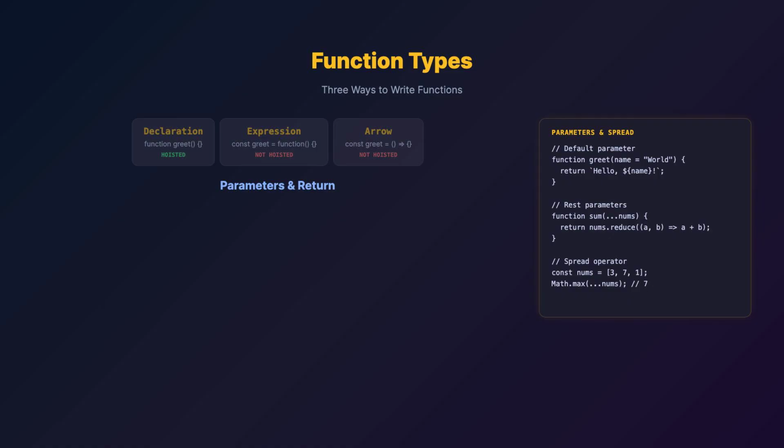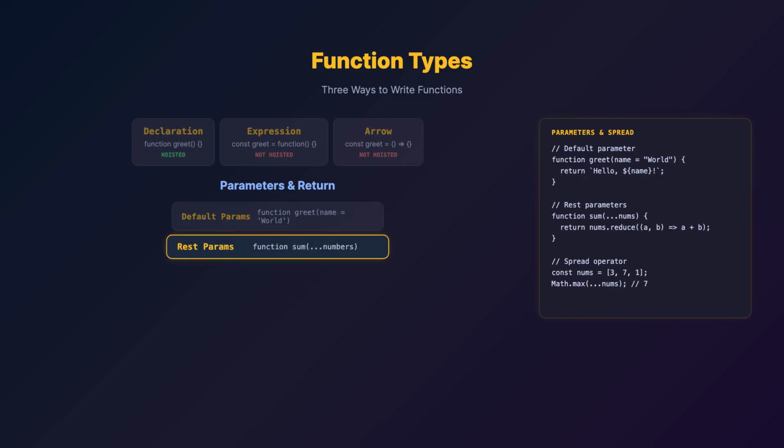Parameters are variables listed in the function definition. Arguments are the actual values you pass when calling the function. Default parameters provide a fallback value. Function greet name equals world. If no name is passed, it uses world.